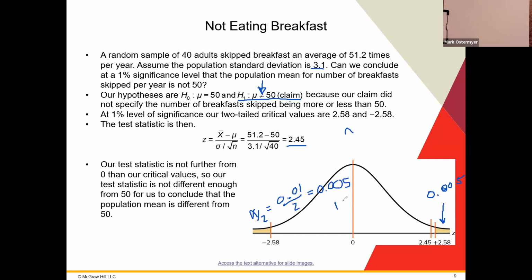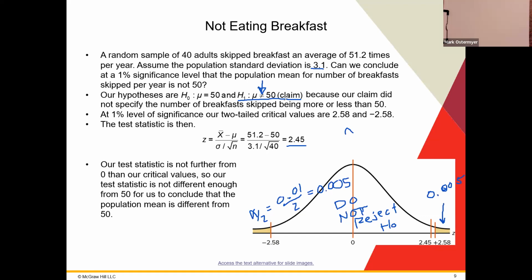And so therefore, it doesn't look like at 1% that we're able to reject the null hypothesis. Okay, we cannot reject the null hypothesis at 1%. And therefore, it doesn't look like at 1% level of significance that our claim is being supported here, because we cannot reject the null hypothesis and conclude the alternative is a truthful statement. So the claim is not being supported here.